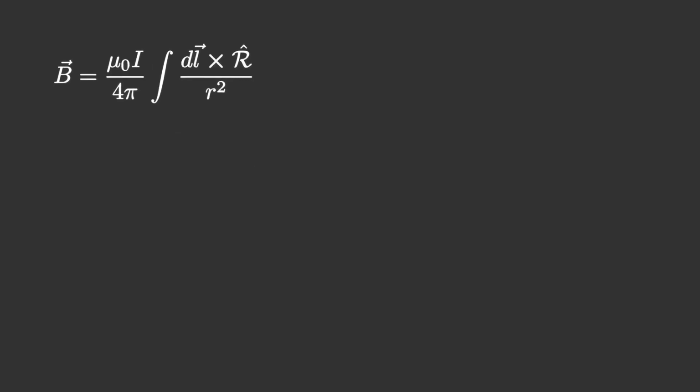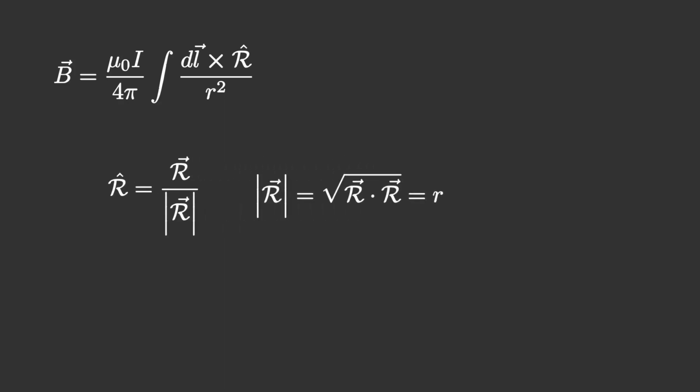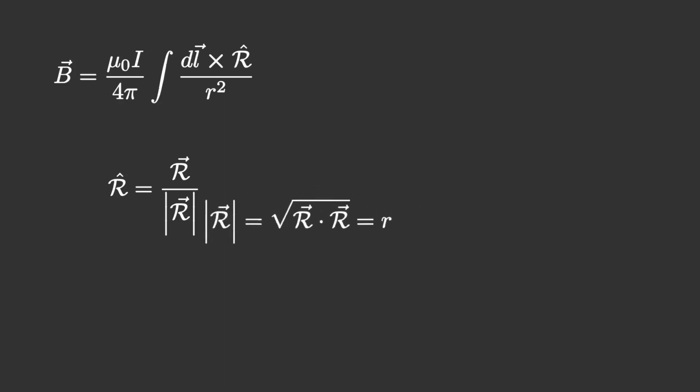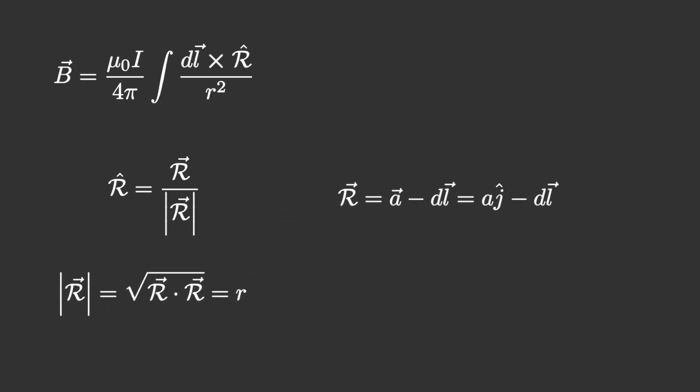Now, with that image in our heads, we'll try and go into more detail. The r hat vector in the Biot-Savart law is the unit vector of the curly r vector, meaning it's the curly r vector divided by its magnitude. The magnitude is just the square root of that vector dotted with itself, which is equal to little r. Now, the curly r vector is defined as the vector pointing to our point of interest a minus our infinitesimal.